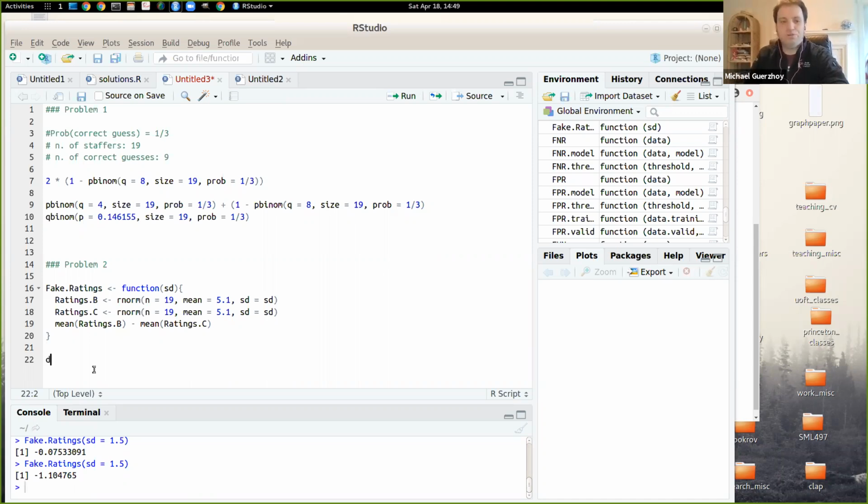But okay, so we'll do diffs and we'll do replicate. Let's do 10,000, it doesn't matter. And then we'll say fake ratings SD equals 1.5. And then we'll just say, well, how often is diffs greater than 0.6? So, questions about why this is 0.6? Is this clear? Okay, I'm continuing.